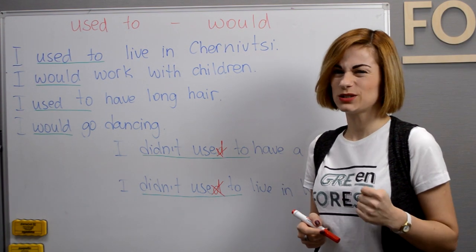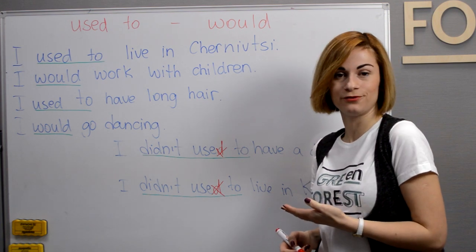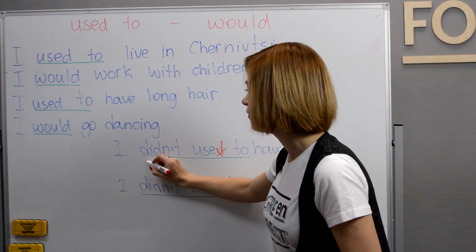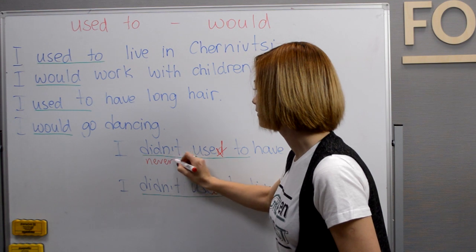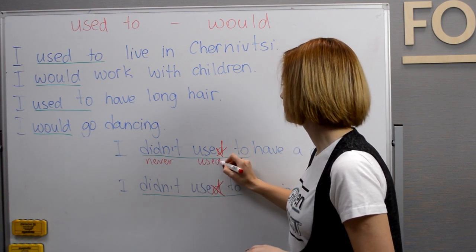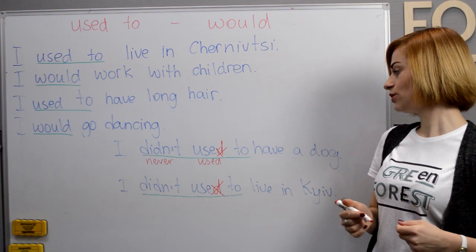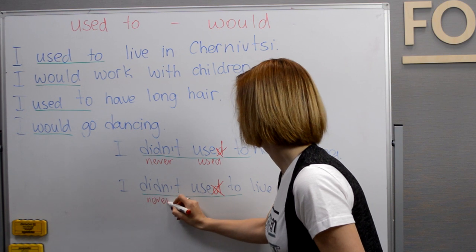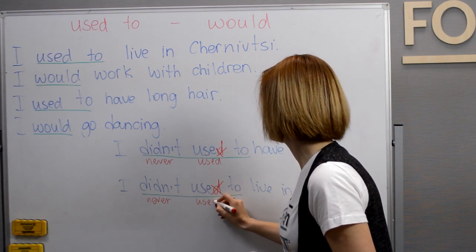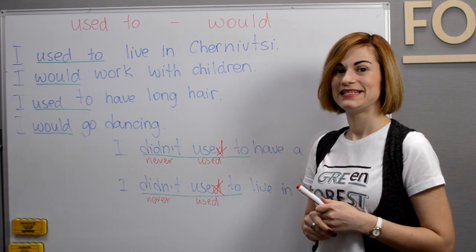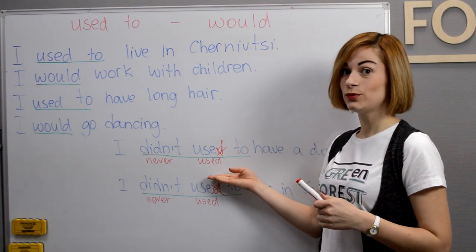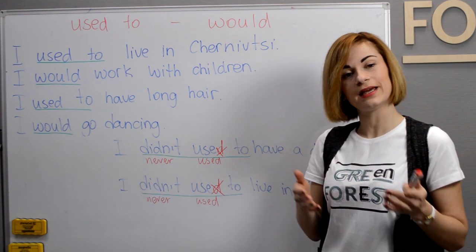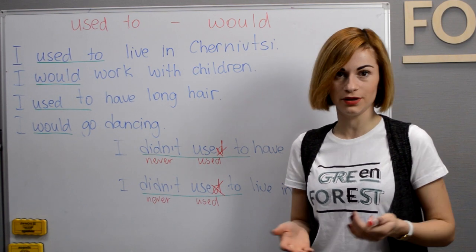In spoken English, we have a nice word, never, and we can use it for our negative forms. It will be like this. I didn't used to have a dog, or I never used to have a dog. I didn't used to live in Kiev, or I never used to live in Kiev. Now, about never. Yes, we use ed in the word use. Never used to. So basically the form is like positive, but the meaning will be negative because of the word never.